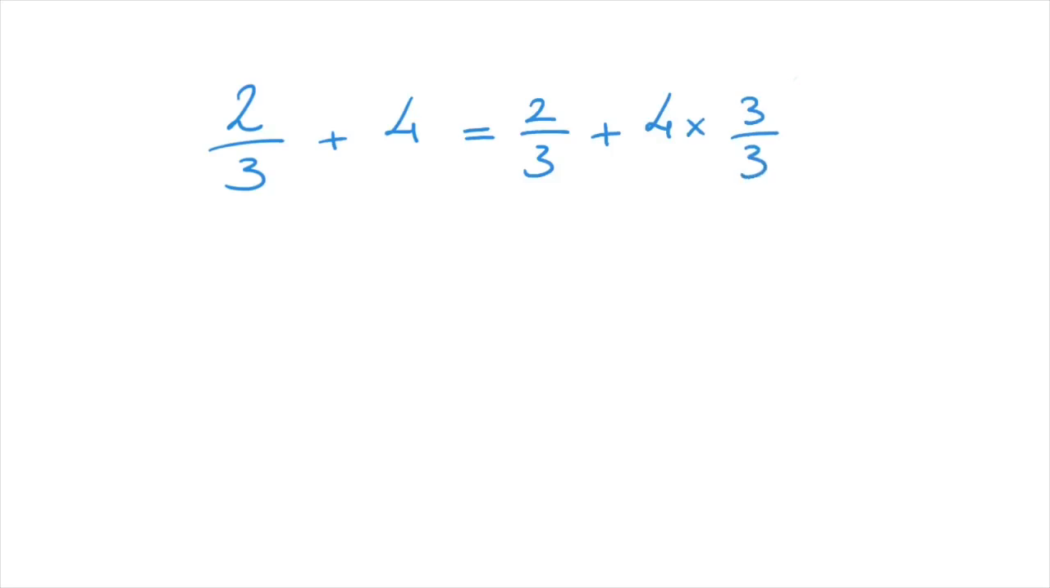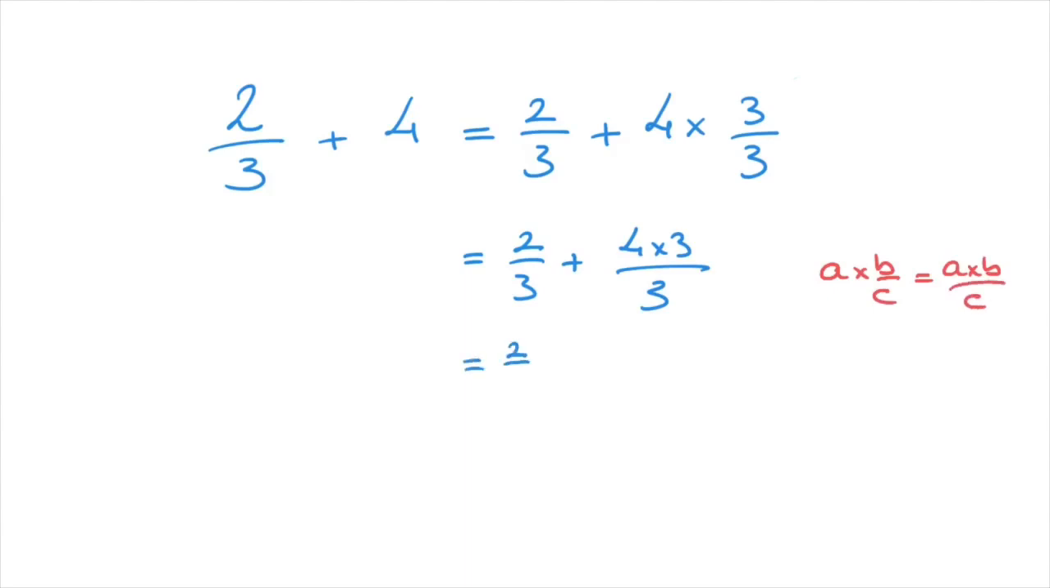And just to make things clear, I'm getting the number 3 here from the denominator of the fraction. Now this equals 2 over 3 plus 4 times 3 over 3. Remember, if we multiply a fraction by a whole number, then we use the formula I'm writing right now. It's equal to a times b over c. Now we carry on, this equals 2 over 3 plus 12 over 3.